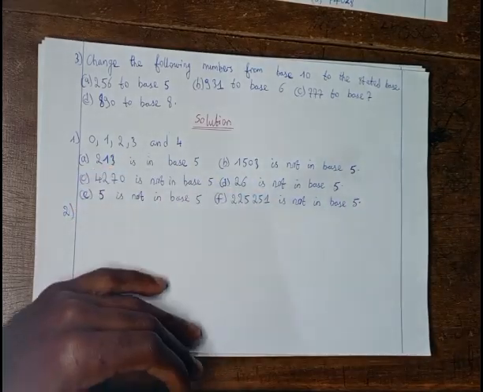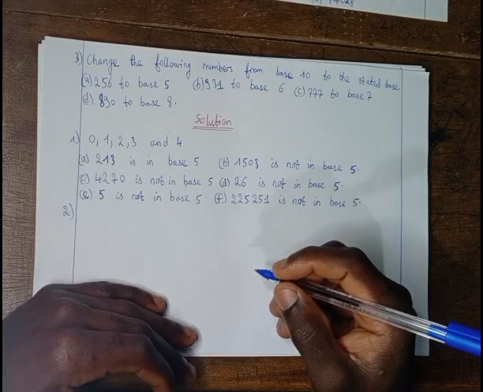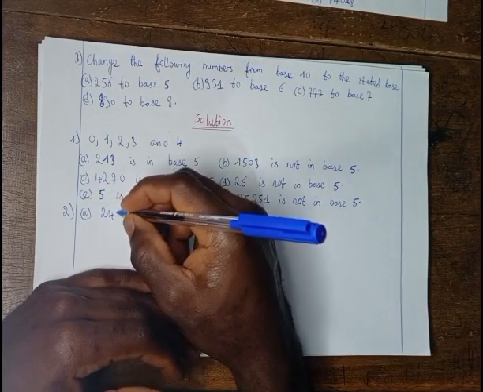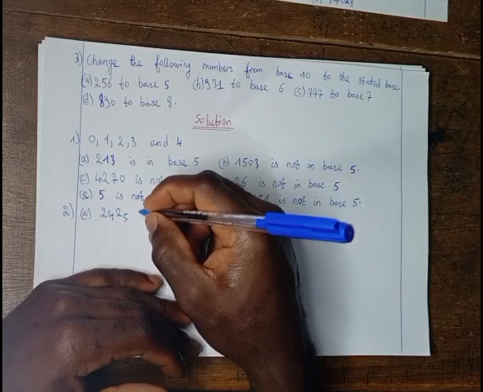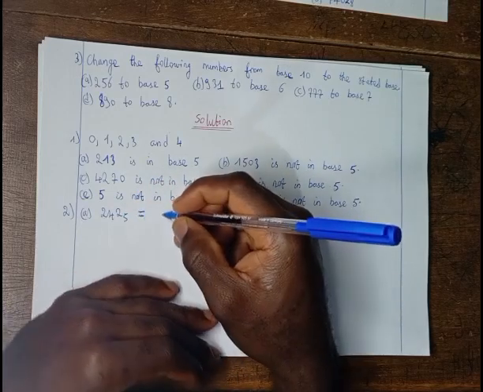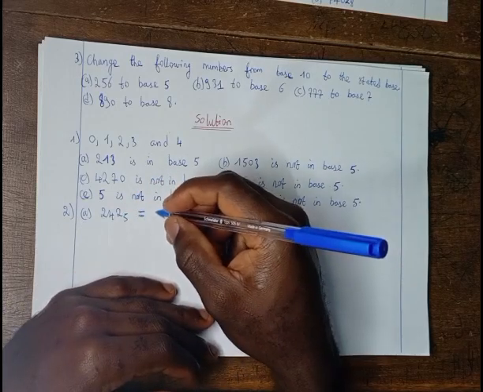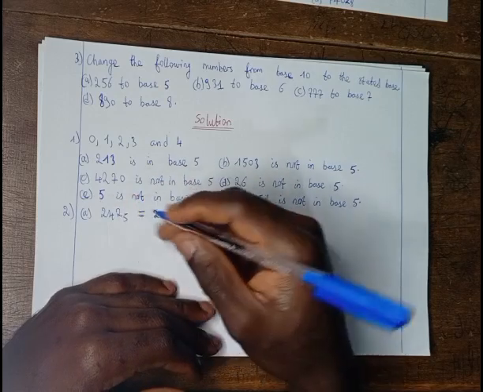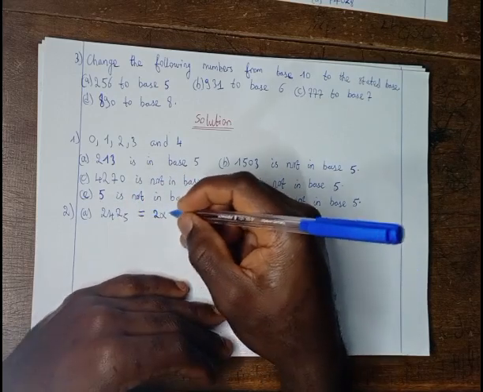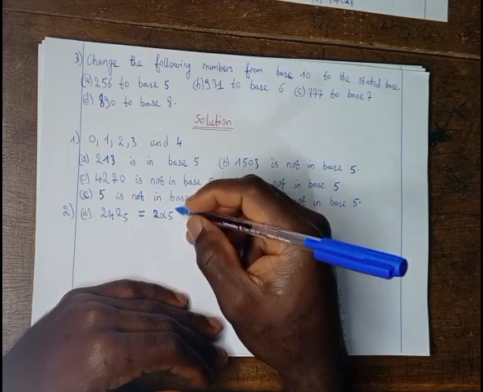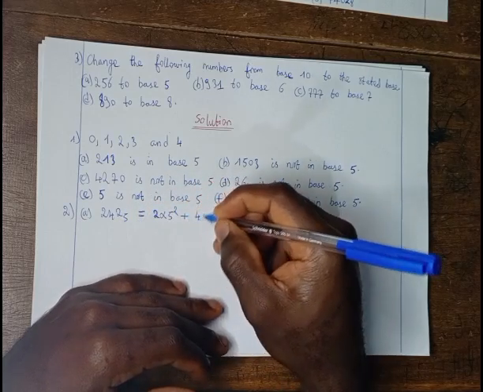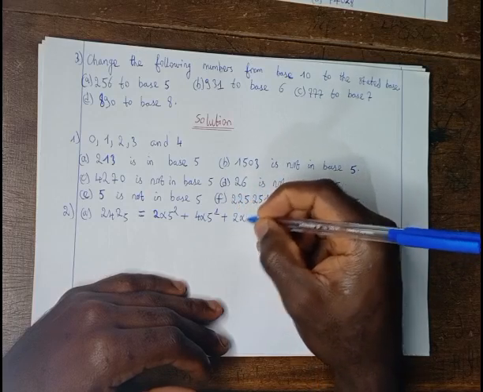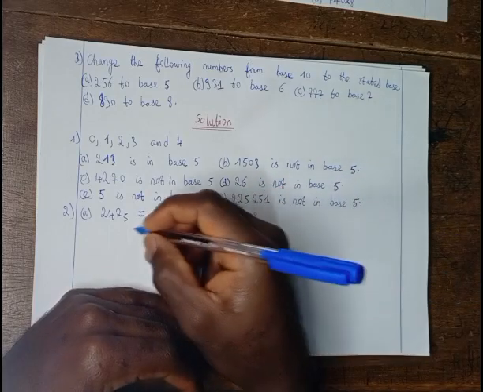Question 2 says, change the following numbers to base 10. For E, we have the number 242 in base 5. This will simply be equal to, we are going to expand this number in powers of 5: 2 times 5 raised to the power 2, plus 4 times 5 raised to the power 1, plus 2 times 5 raised to the power 0.